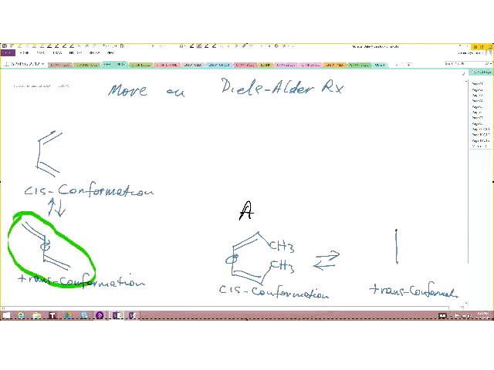Okay, we have a double bond here. We have another double bond right here. And this is coming here, and this is going here. Okay? So this is the trans conformation, right? Now what you have here, because of what we call steric hindrance, this is A and B.